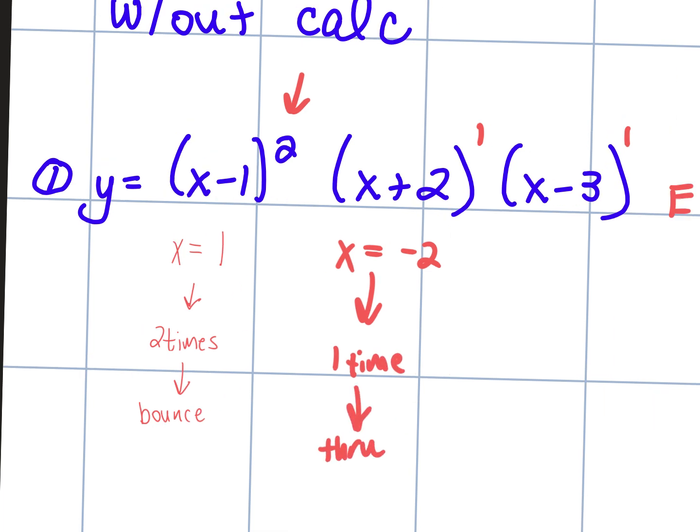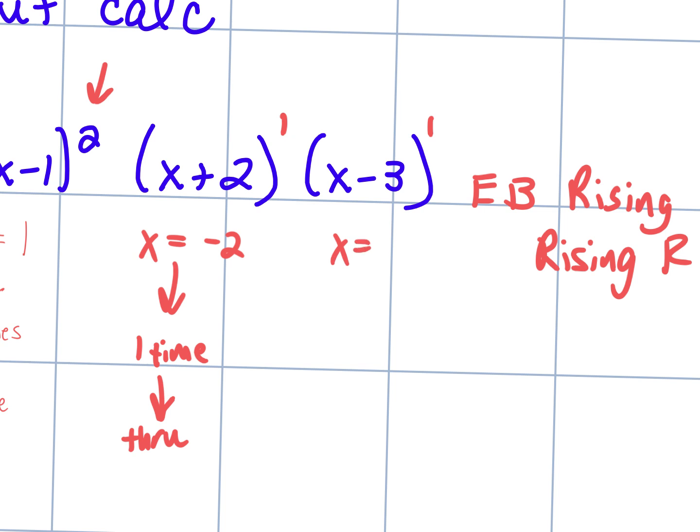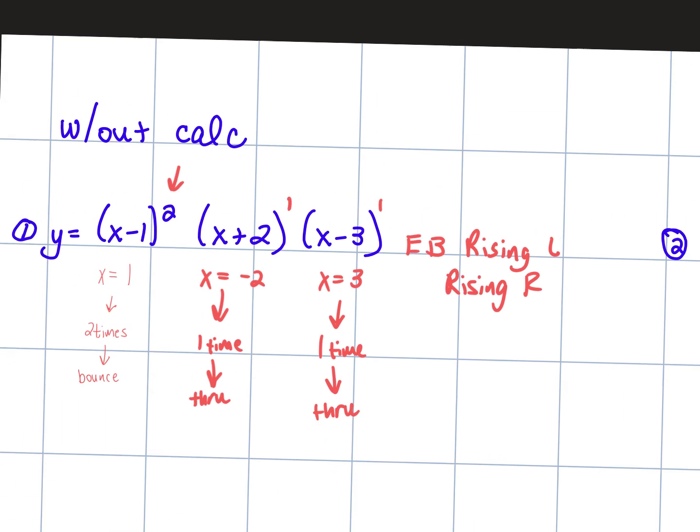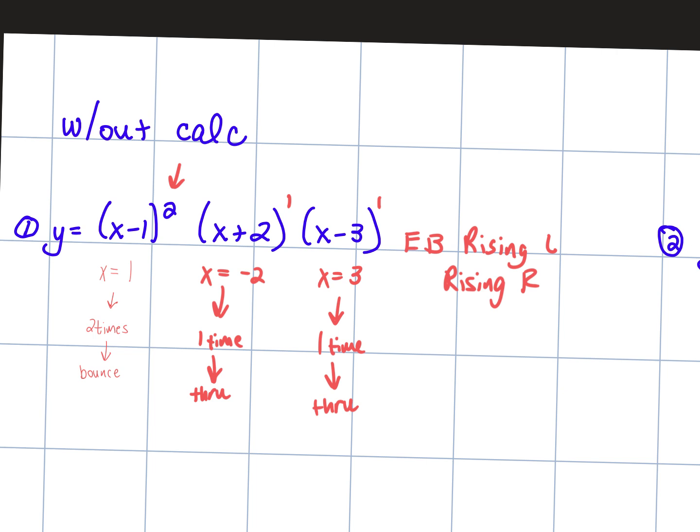Cross through. Good. And here I have x equals 3. Okay. How many times? 1 time. So it's going to do what? Go through. Perfect. All right. So I know what the ends of my graph look like. I know what each intercept is. I know what the graph is going to do at each intercept.